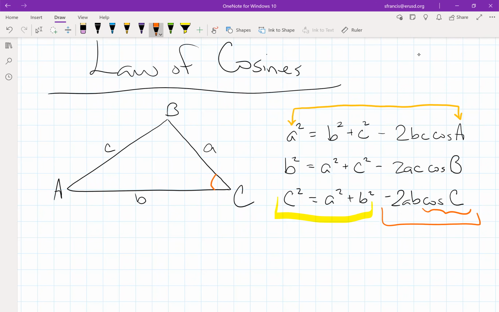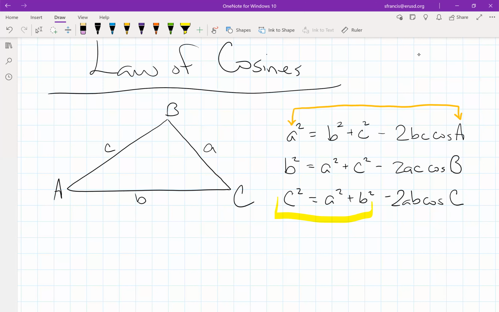So if we made this into a right triangle, then the term that's being subtracted from the right-hand side would all turn to 0 because the cosine of 90 degrees is 0. 0 times all of these other quantities would still remain 0, and we would end up with the Pythagorean theorem. So the law of cosines is a generalization of the Pythagorean theorem to non-right triangles.